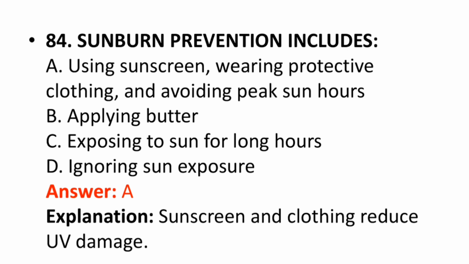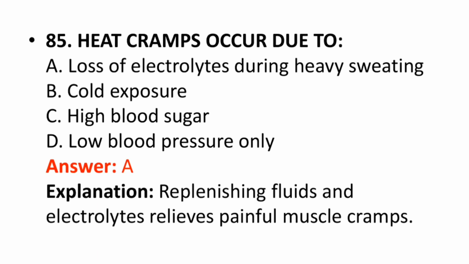Sunburn prevention includes option A: using sunscreen, wearing protective clothing, and avoiding peak sun hours. Option B, applying butter. Option C, exposure to sun for long hours. Option D, ignoring sun exposure. The correct answer is option A. Sunscreen and clothing reduce UV, ultraviolet, damage.